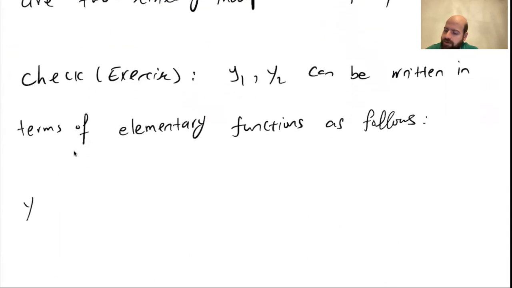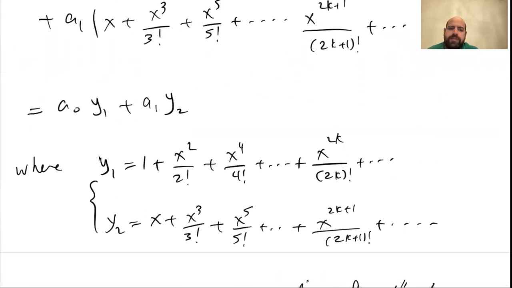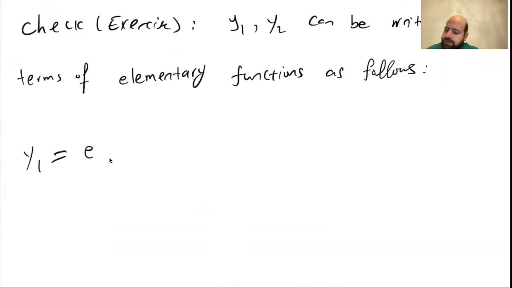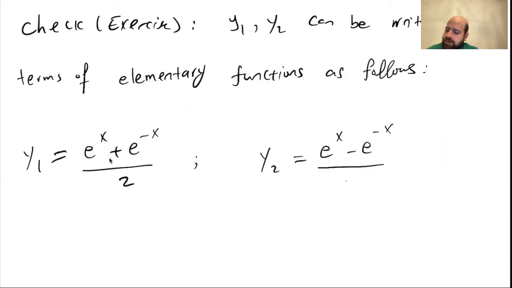We can write y1 as, so this is y1, e to the x plus e to the minus x divided by 2. And similarly, y2 can be written as e to the x minus e to the minus x divided by 2. And e to the x plus e to the minus x divided by 2 was defined as cos hyperbolic x in pre-calculus, if you remember. And this one is defined as sine hyperbolic.